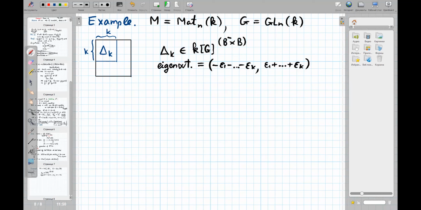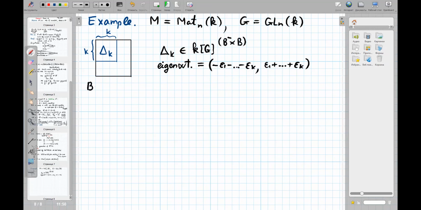The minor is already a determinant. The minor is the determinant of this submatrix. So delta K is the determinant of this submatrix. And the eigenweight is like this. So actually, these minors are exactly the equations of B-stable prime divisors in this case.